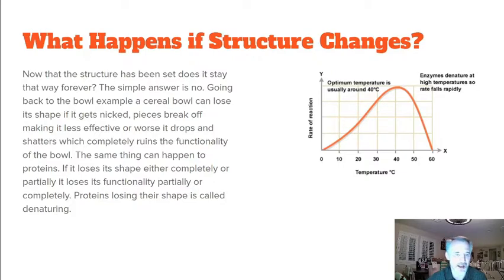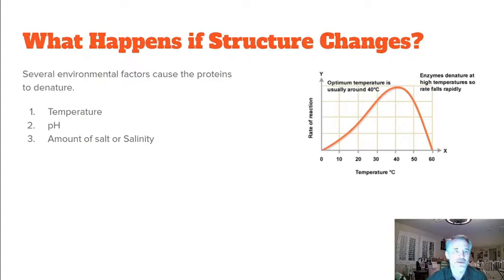So the same can happen with proteins. If it loses its shape, either completely or partially, it's going to lose some of its functionality, either partially or completely as well. Proteins losing their shape is called denaturization, right? They denature or are being denatured. So there are several environmental factors that can cause a protein to denature. Temperature is one. pH, the amount of salinity or salt in an environment can change the shape of the protein.